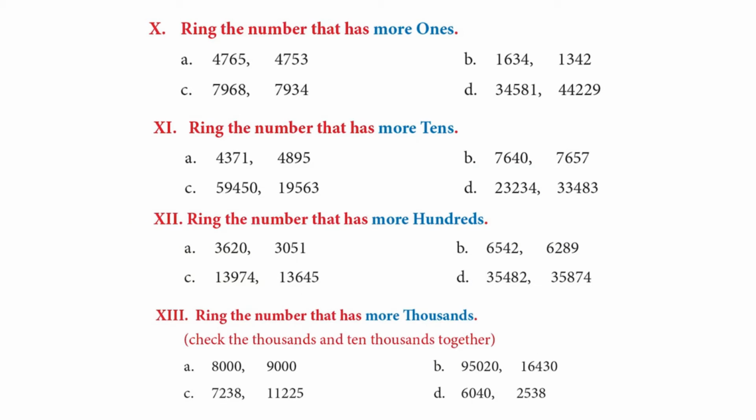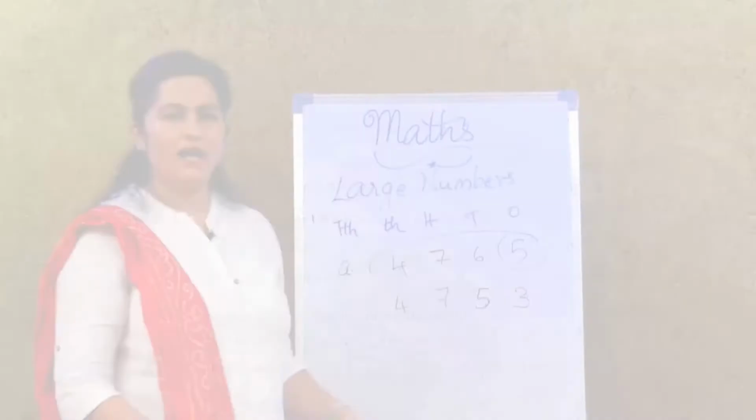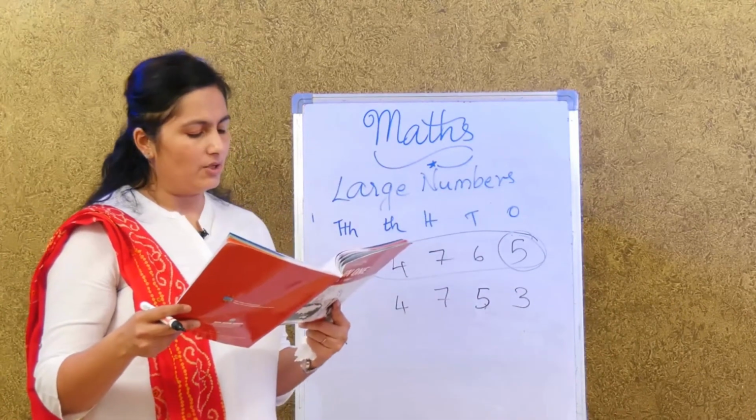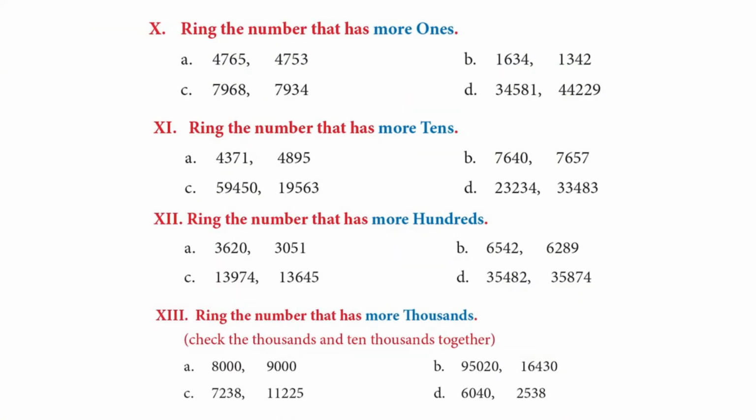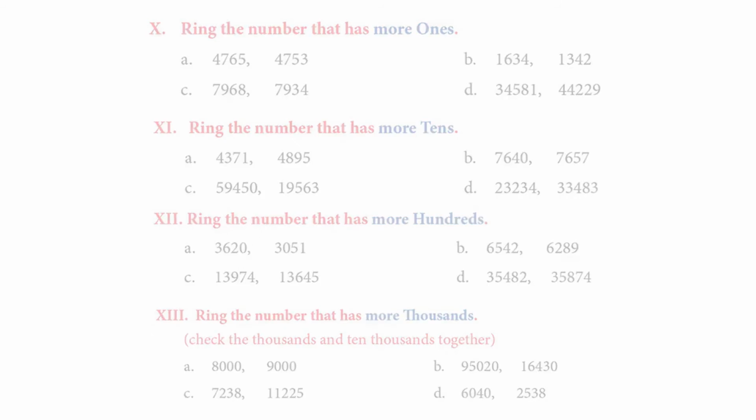Then next one, ring the number that has more tens. In the similar manner, put it in the place value house and look at it, and you will see that in A, the one that has more tens is 4895 in the second sum. The next one is ring the number that has more hundreds. Let us take a look at the example A, which has more hundreds, 3620 and 3051, 3620. Okay. Then the next one is more thousands.